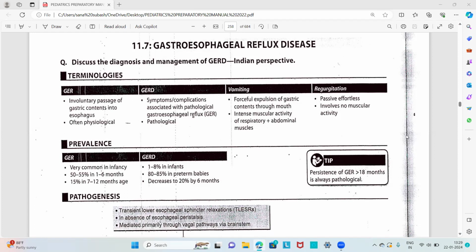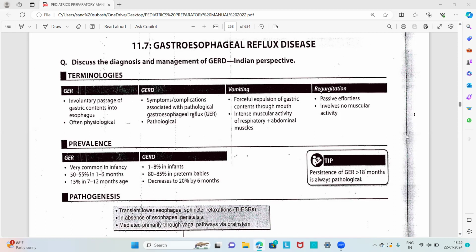That is often a physiological condition. But if there are any symptoms or complications associated with this gastroesophageal reflux, it is termed pathological. Because of some pathological gastroesophageal reflux, symptoms or complications arise. That is known as gastroesophageal reflux disease. So it is a pathological condition, unlike gastroesophageal reflux, which is physiological. Gastroesophageal reflux disease is due to the symptoms or complications associated with the pathological reflux, and it is always a pathological condition.